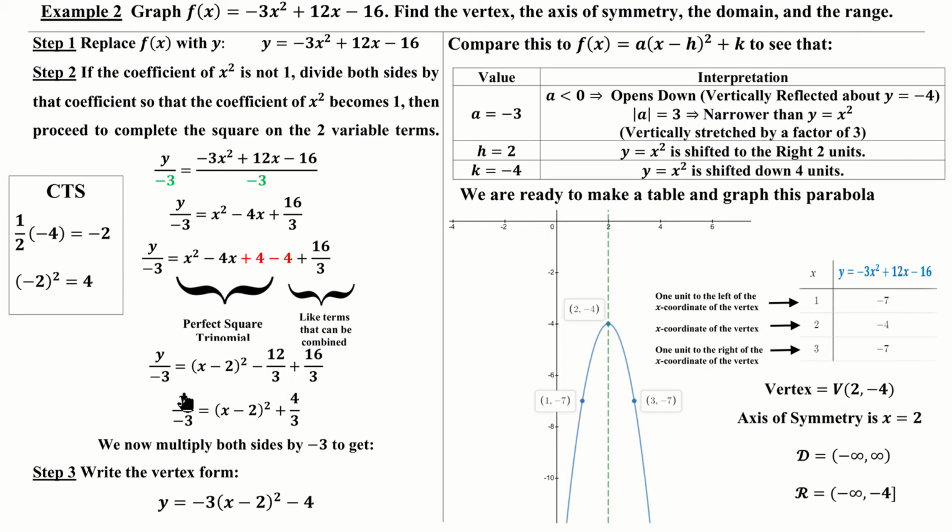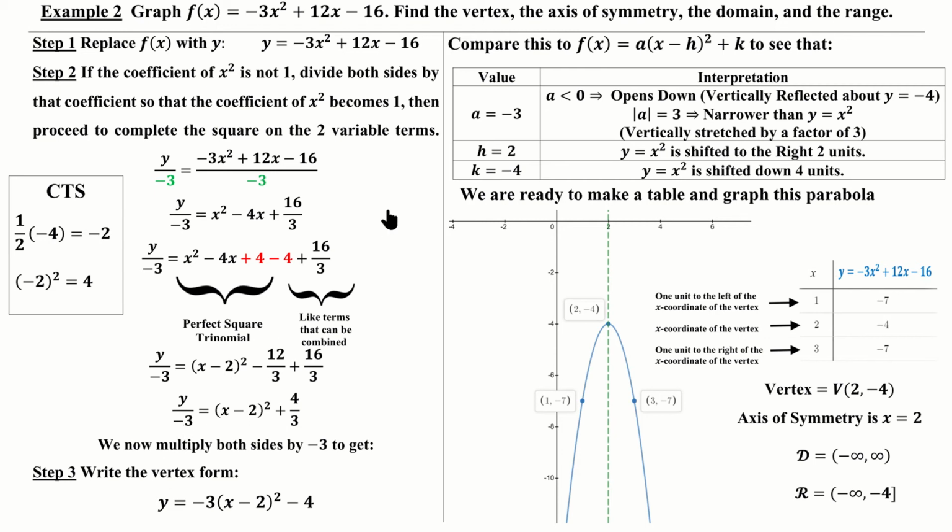So finally we end up with y over -3 equals quantity x minus 2 squared plus 4/3. Now, of course, this dividing by -3 on the y side was temporary. Eventually we want to be in the form of y equals a times x minus h squared plus k. So now that we've taken care of business on the right side, we'll go ahead and multiply both sides by -3 to get rid of that on this side.